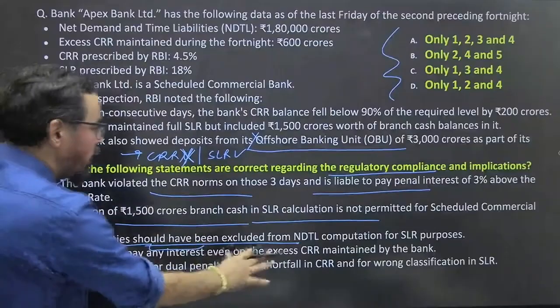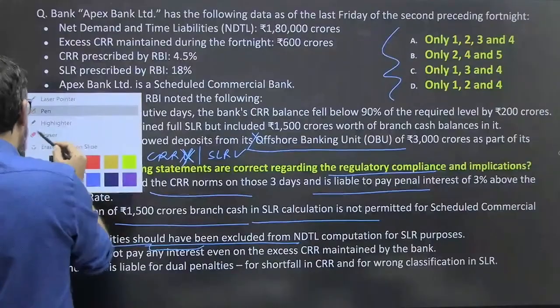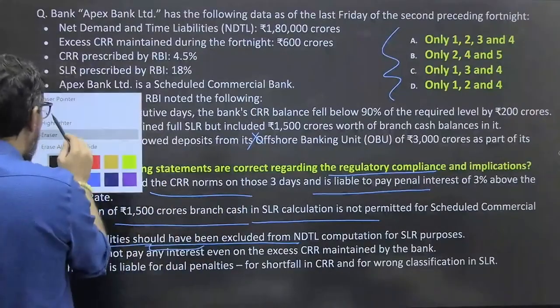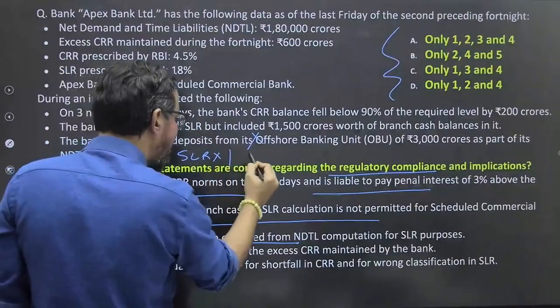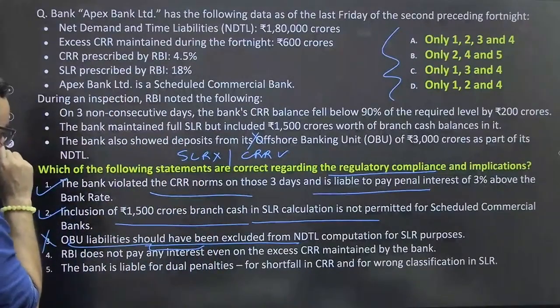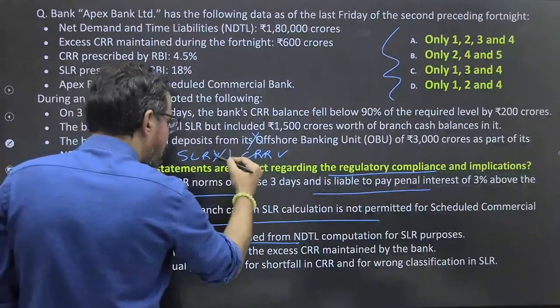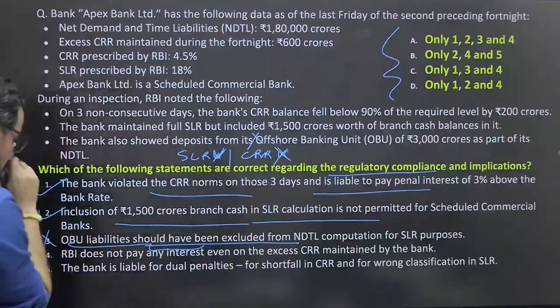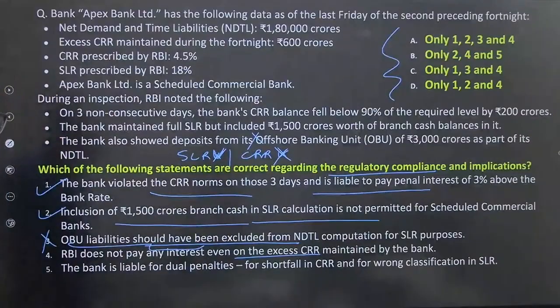And the question is around the SLR or CRR. I'm going in a wrong direction, I guess. It should be, in case of SLR, they should be excluded, and in case of CRR, they should be included. OBU's liabilities should have been excluded from NDTL computation for SLR, SLR it should be included. What am I doing today, guys, no, it should be excluded. This is wrong. RBI does not pay any interest even on the excess CRRs maintained by the bank.